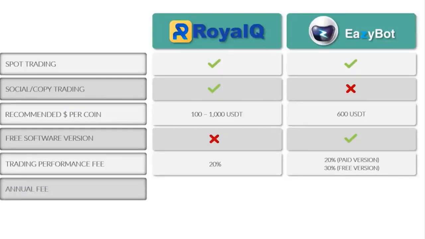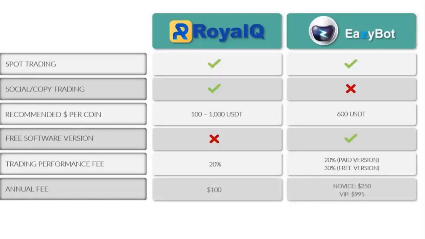The annual software activation fee is $100 for Royalq, and there's 2 options with Easybot. $250 for novice, and for VIP it's $995. Obviously there's a discrepancy there between the price of Royalq and Easybot. However, a person can get started for free and always use their trading profits to upgrade if that price point is a concern for them. So what's different about the VIP version, for example?